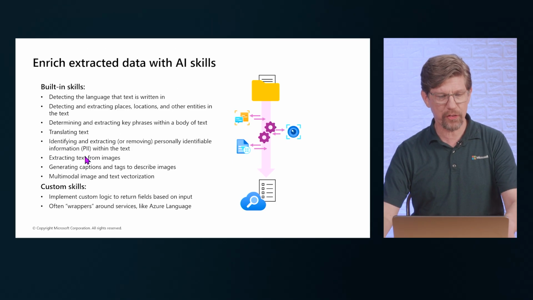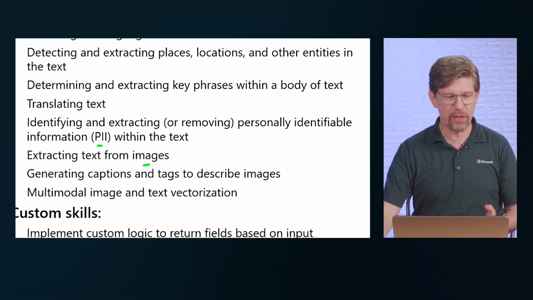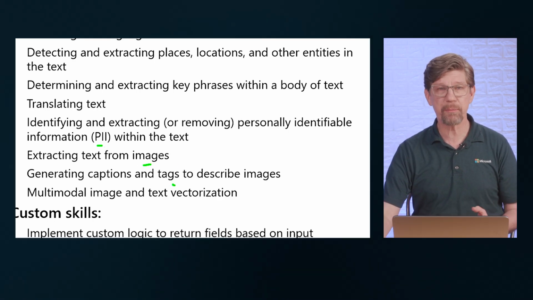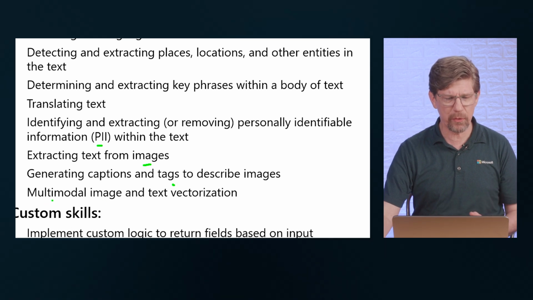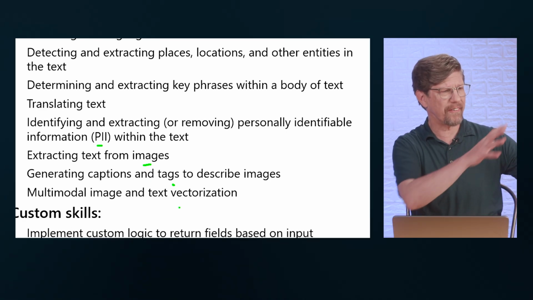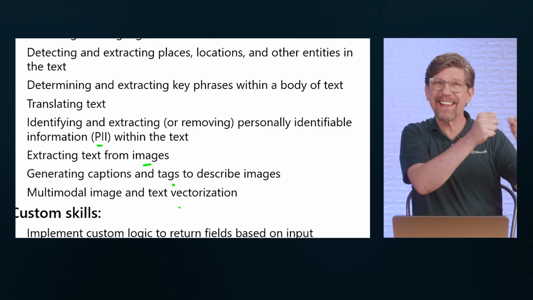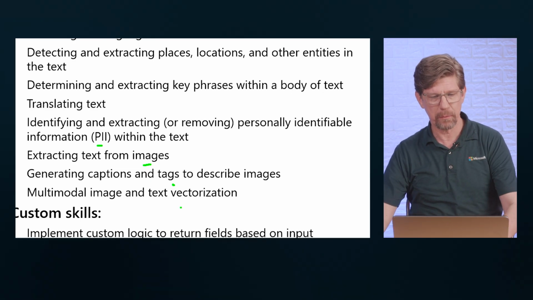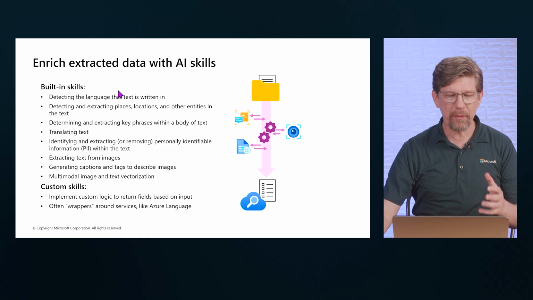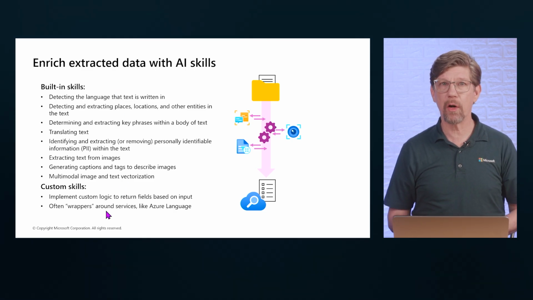Before we store this for too long, we may need to extract things like PII, grab the images from them, captions and tags on all those images, right? And maybe also do image text vectorization. Maybe the images themselves have text on them, and we need to extract that text itself. Right? On top of the built-in skills, you're free to build your own.